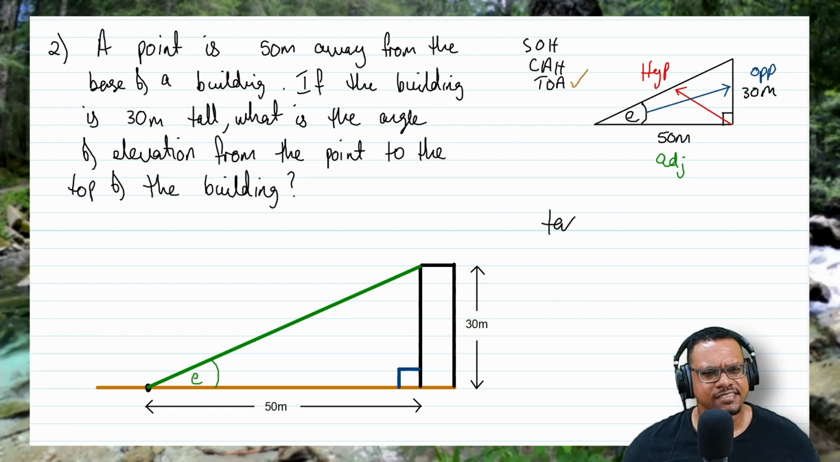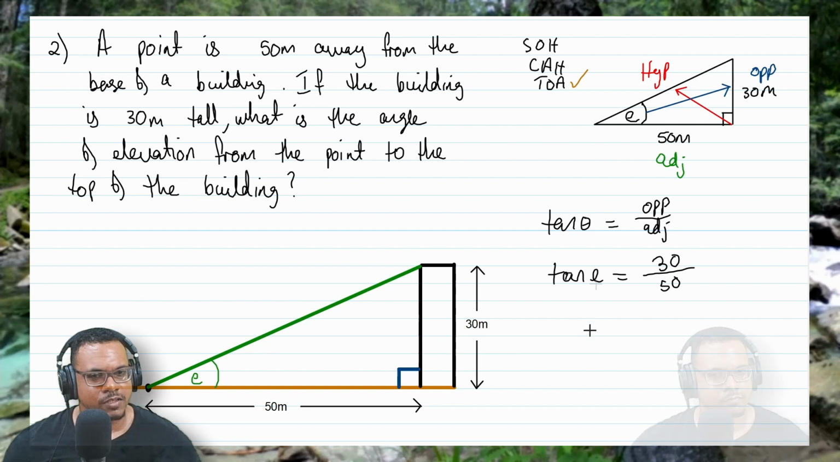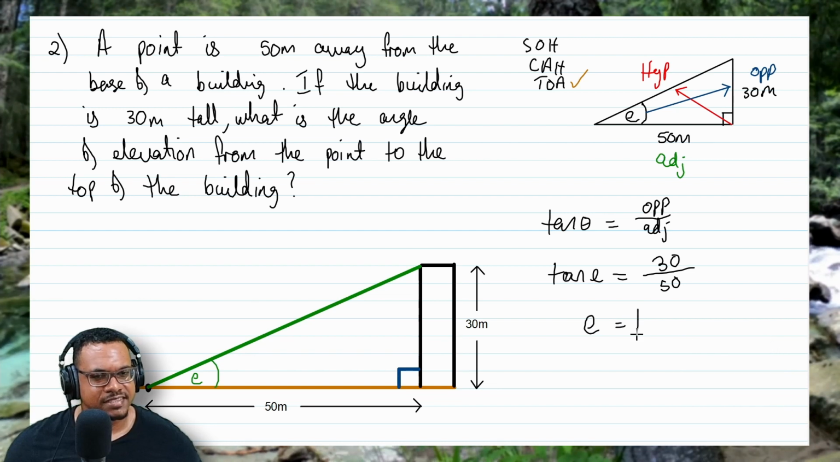So you're going to write tan theta is equal to the opposite side over the adjacent side. Now we're going to have tan E, because that's the angle of elevation, is equal to the opposite, which is 30, over the adjacent, which is 50 meters. So now the angle of elevation will be the tan inverse of 30 over 50.